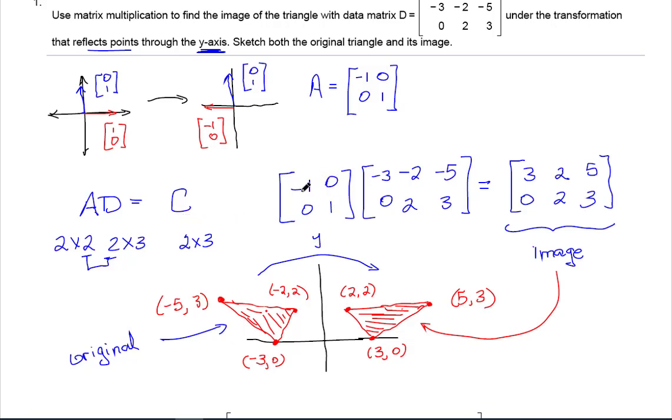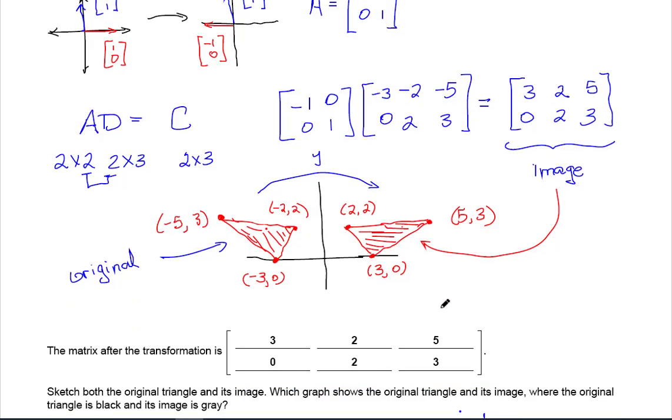If you simply go regular matrix multiplication, minus 1 times minus 3, and 0 times 0, we get a positive 3. So just go through each of the rows and columns to figure out what the image looks like. The image looks like 3, 0, 2, 2, 5, 3, which makes sense because you're simply reflecting each of these points across the y-axis. And in the final part of the question, they asked what it looks like. Well, we just did that.